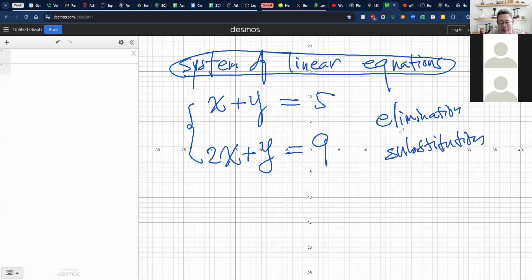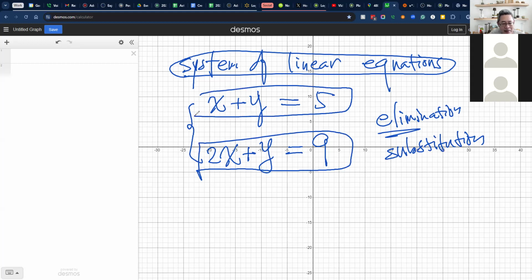Now, elimination is pretty straightforward. We just get rid of one variable. The way we do that, we're going to use this equation minus that. But why can we do that? Why can we use this equation, the second one, minus the first equation? It's because, again, that's the addition property.